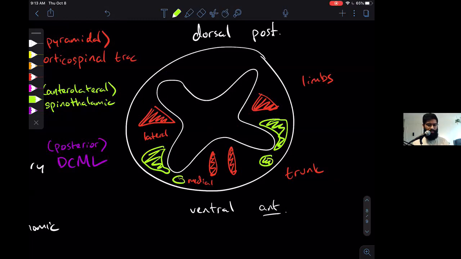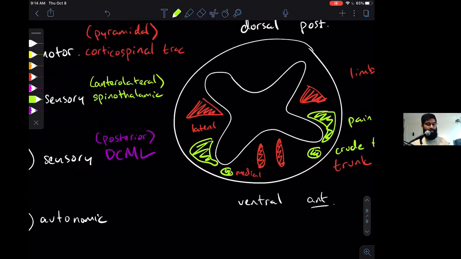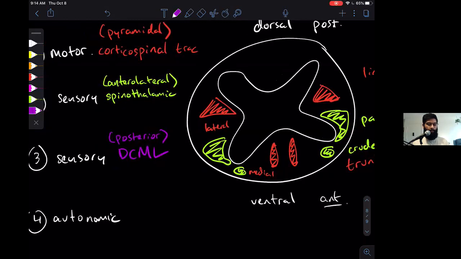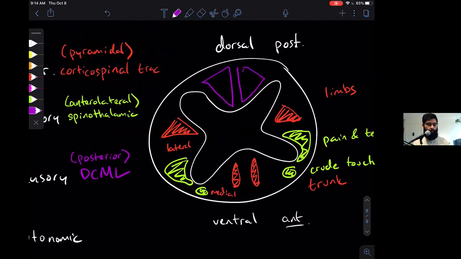And there's more tracts than this. These are the main ones. Your anterior tracts are going to provide your crude touch. So that's crude touch. And then your lateral tracts are going to provide your pain and temperature. Your DCML, so this means dorsal column medial lemniscal pathway, that's going to be right here. And this is going to provide all of your useless sensory stuff. So this is things like hair sense, vibration, proprioception, things like that.